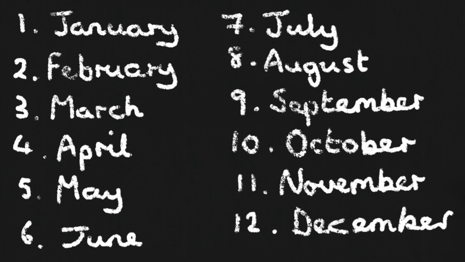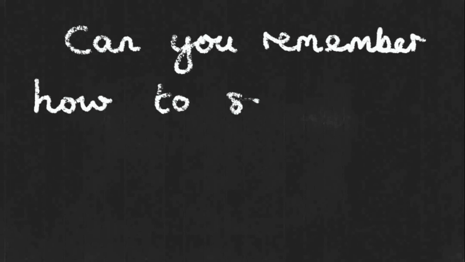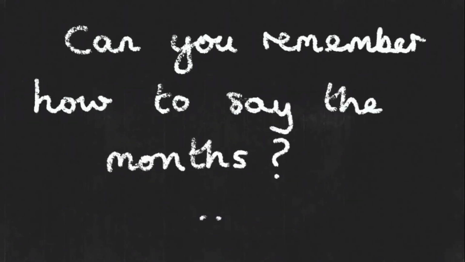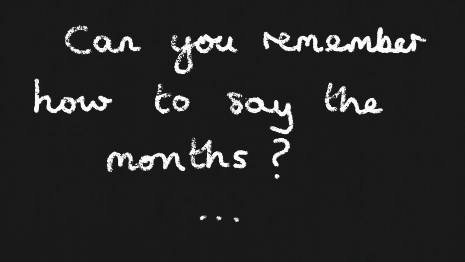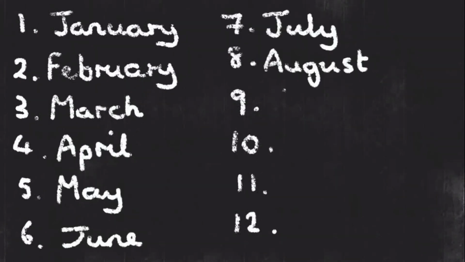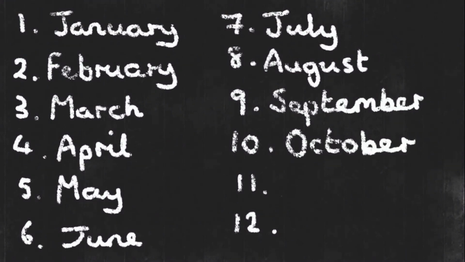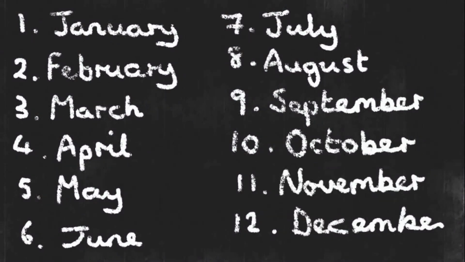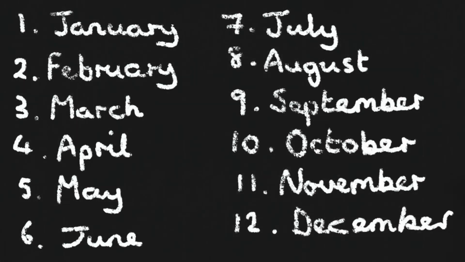So, I wonder now who can remember all of the months in English. I'm going to give you a moment just to have a think and see if you can name all of them. Okay, any luck? Could you do it? So let's go through them again. We've got January, February, March, April, May, June, July, August, September, October, November, December. Those are the 12 months.